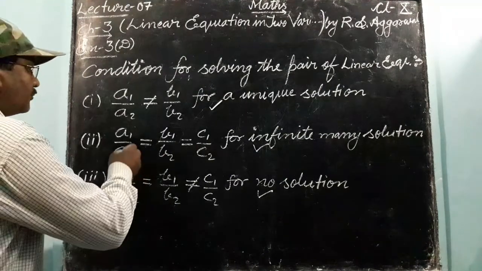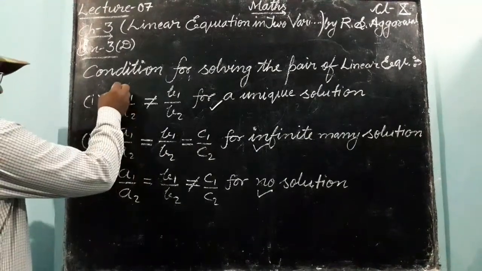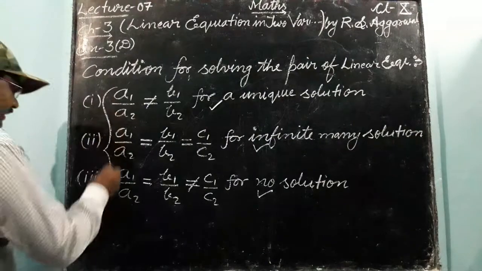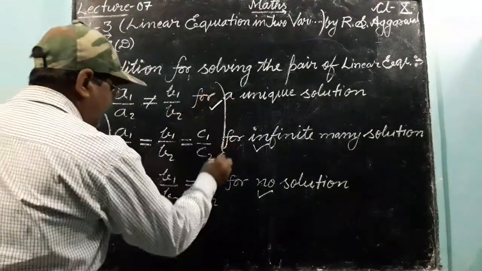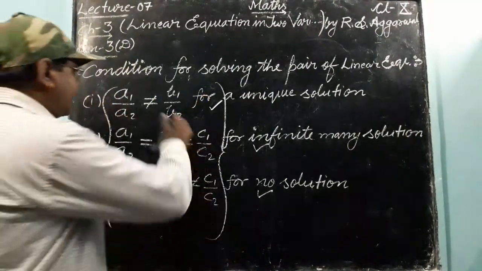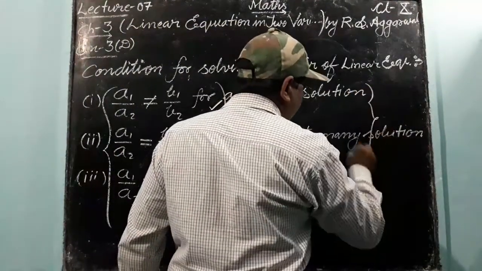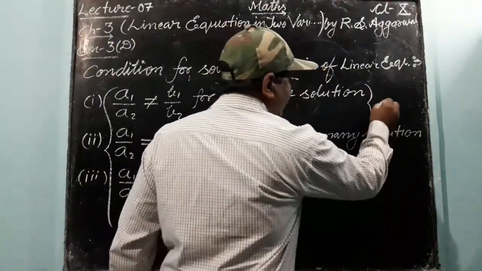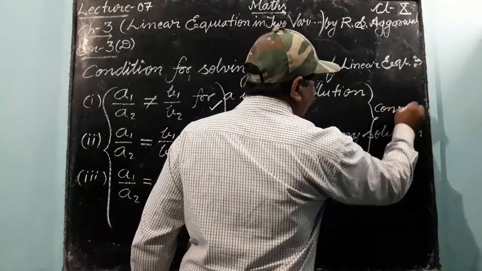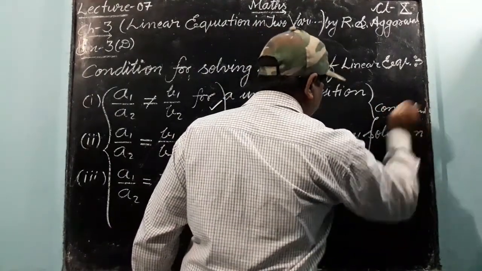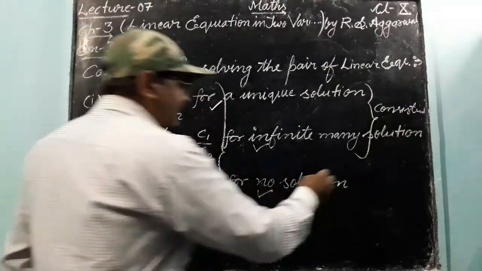So you have to remember this. Understood? These are all you have to remember. And these first two are called consistent, but the last, the third, is inconsistent.